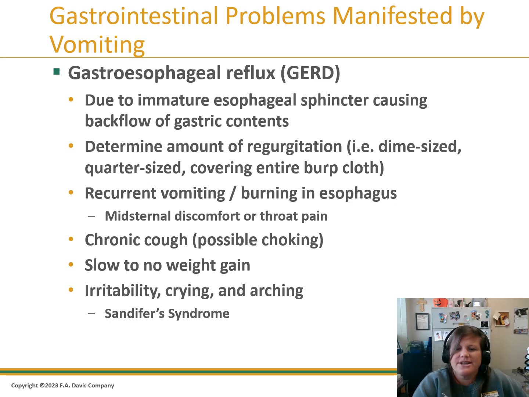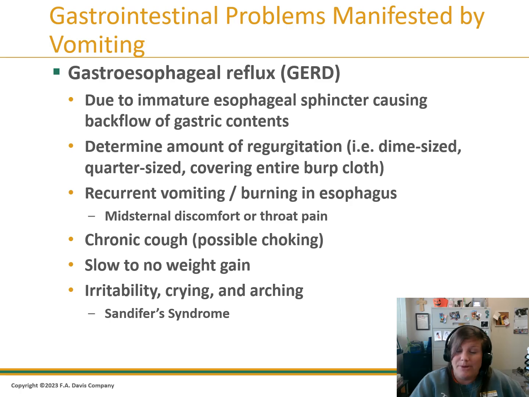So mid-sternal discomfort and throat pain would be other examples. That burning in the esophagus. Again, these are not things that the child is going to be able to verbalize. You're going to see evidence of it, and if it doesn't actually result in them truly throwing it up, then it might be that the patient is fussy for up to an hour after they ate, and that's because during that time, they're not feeling relief. They're still experiencing this discomfort.